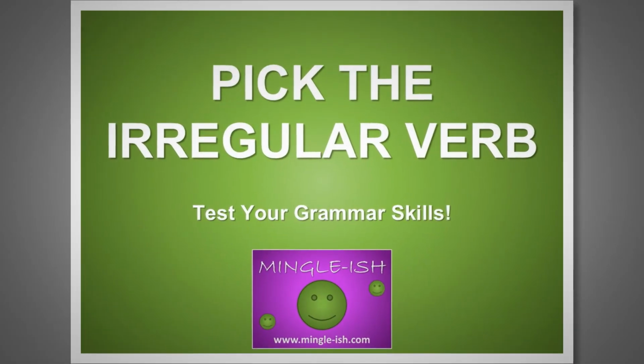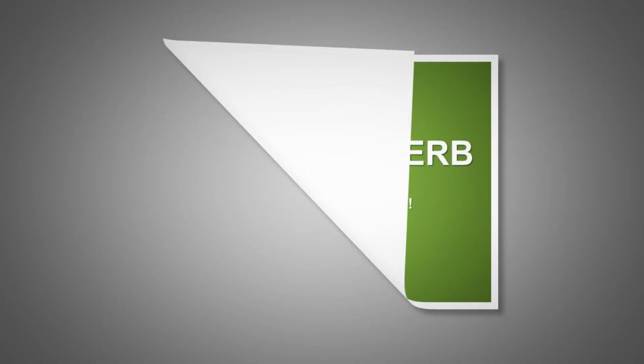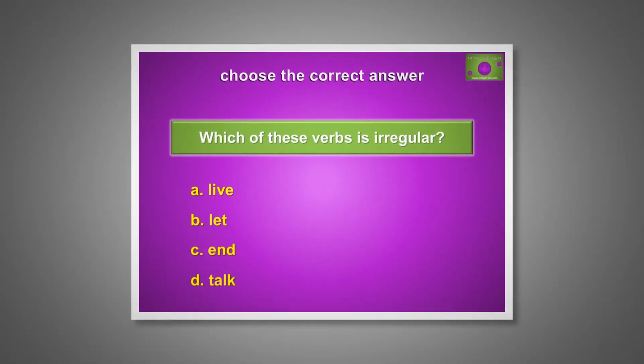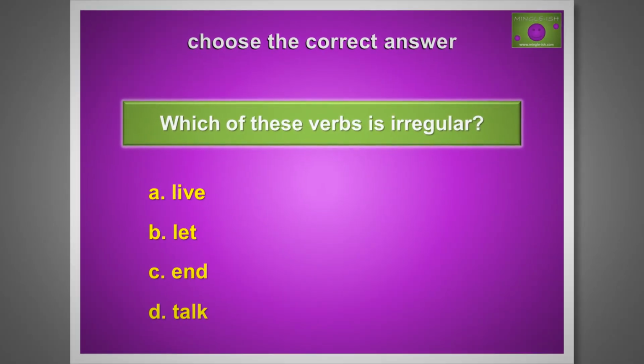Pick the irregular verb. Test your grammar skills. Which of these verbs is irregular? I'll give you 5 seconds to answer. Let's go. Is it A, live, B, let, C, end, or D, talk?